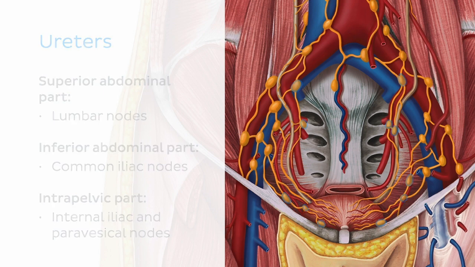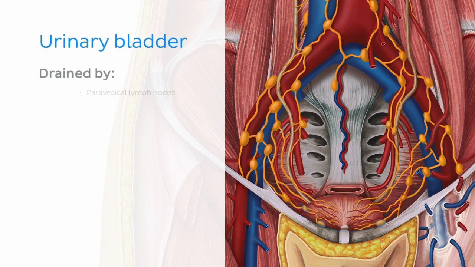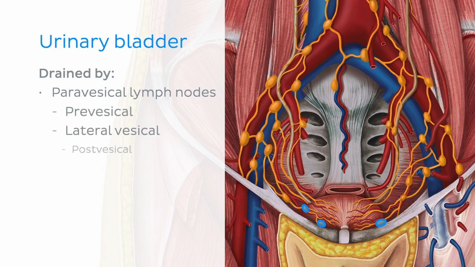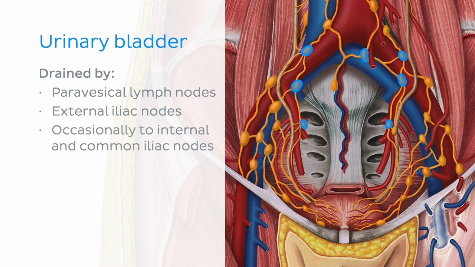We've already become quite familiar with the lymphatic drainage of the urinary bladder when we looked at the paravesical lymph nodes, which are composed of prevesical, lateral vesical, and postvesical nodes. Their efferent vessels continue mostly to the external iliac nodes. Some collectors may terminate at the internal and common iliac nodes, however this is more the exception than the rule.